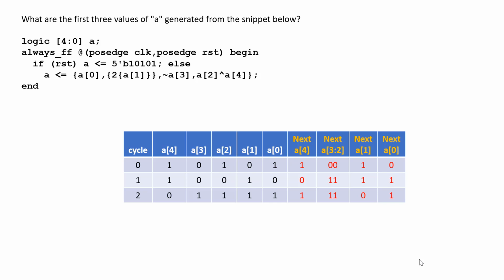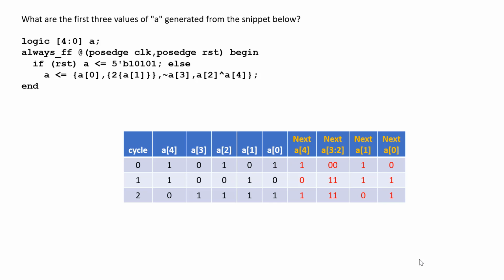So A bit 0 is 0. A bit 1 is 1, so we copy that twice, 1, 1. A bit 3 is 0, so that becomes complemented, that's now a 1. And then A bit 2 XOR A bit 4, which is 1 XOR 0 is 1. And so that gives us 0, 1, 1, 1, 1. So now we copy that over here to the next state, 0, 1, 1, 1, 1. And then actually at that point we're done.